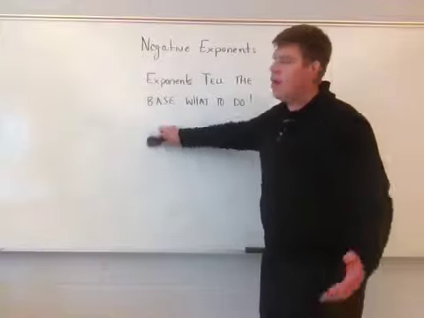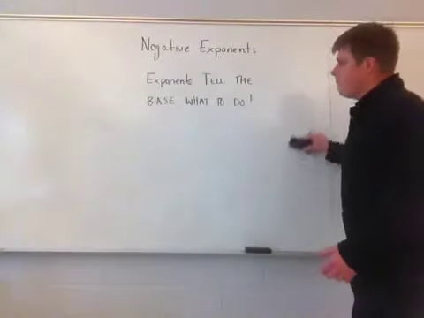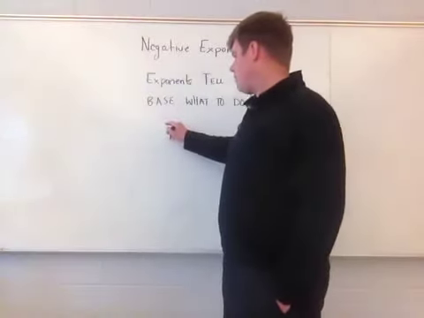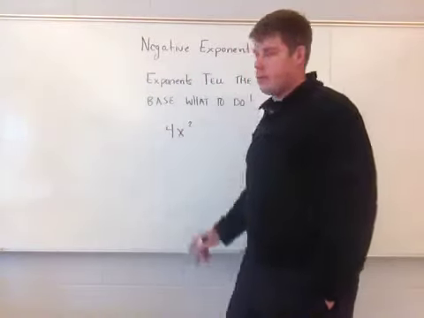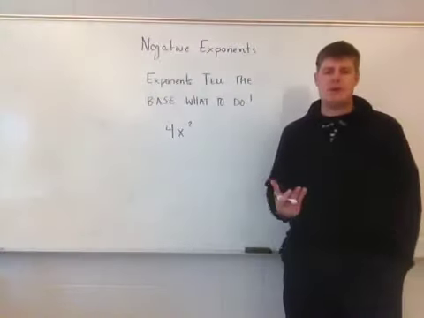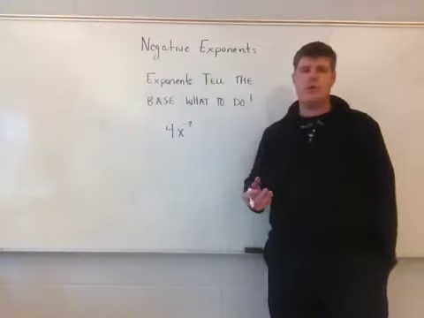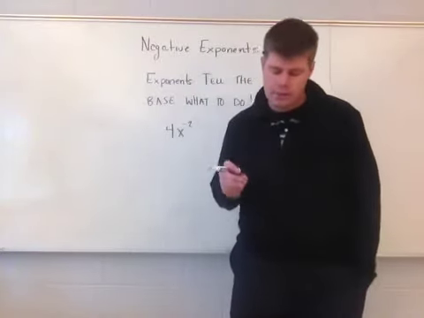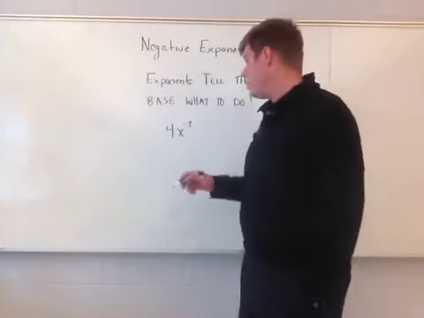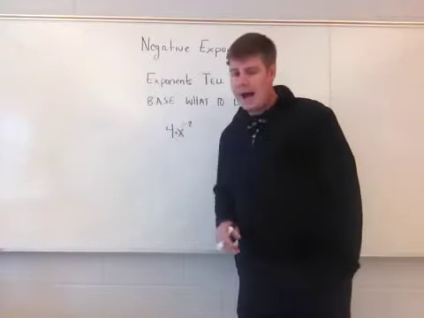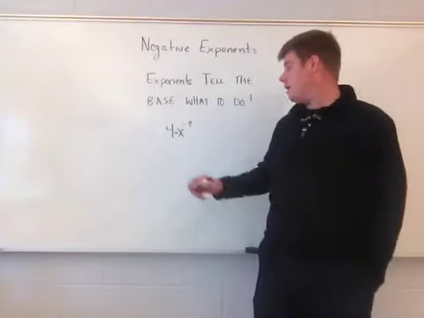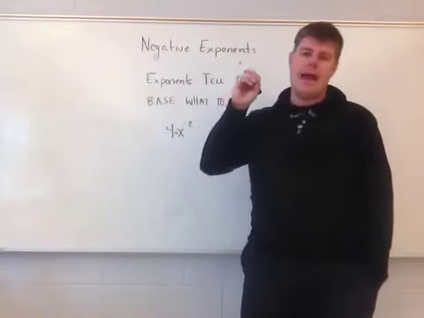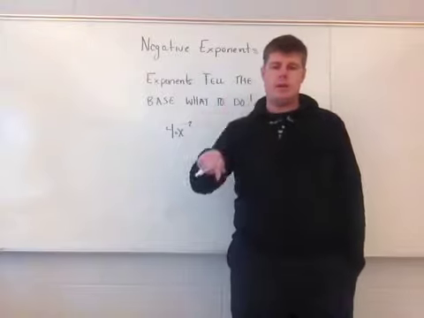So let's look at some laws with bases that are numbers with variables. What happens if I have 4x to the negative 2? What I need you to understand here is that every little thing now has its own little exponent. So this is 4 times x to the negative 2. It is not 4x to the negative 2 as a whole. The exponent of negative 2 is strictly on the x.